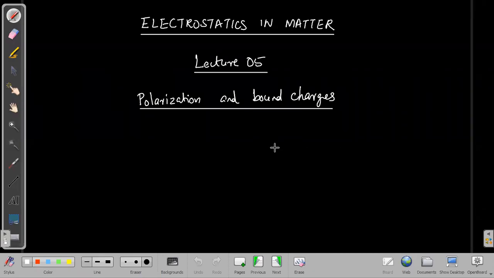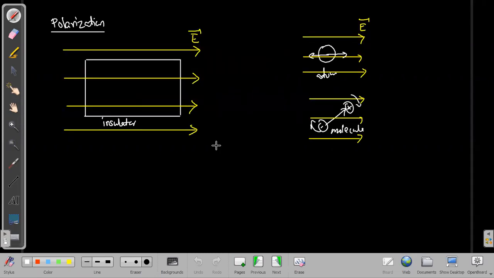So we can continue the discussion on electrostatics in matter. Today will be the fifth lecture, and it is on polarization and bound charges. Okay, so we know that in case of an insulator or dielectric, there are no free charges.